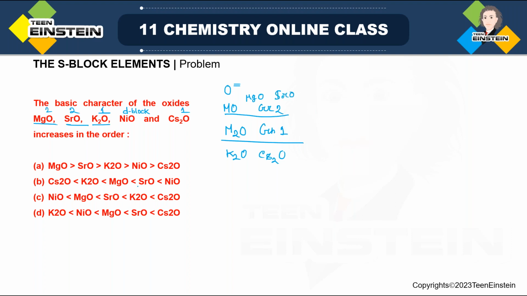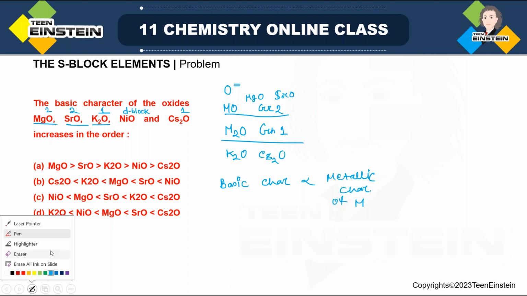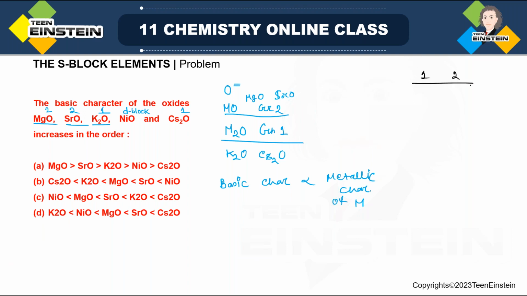SrO. Now we have to find the correct order, that is the increasing order, for their basic character. Now basic character, when we want to know, is basically related directly to the metallic character. So the metallic character of M. Once you know the metallic character, that is which metal is more electropositive, then you can easily find the order, right?